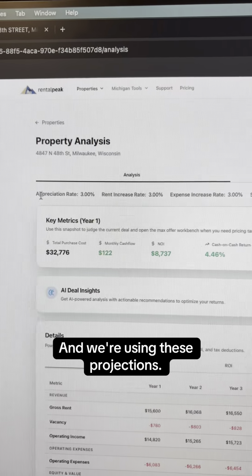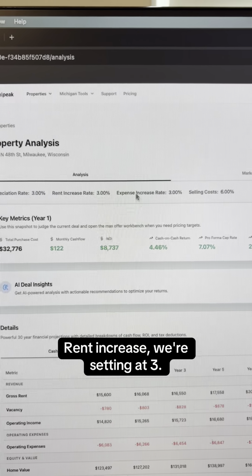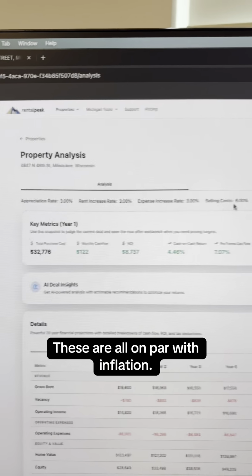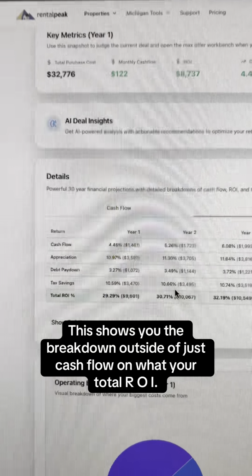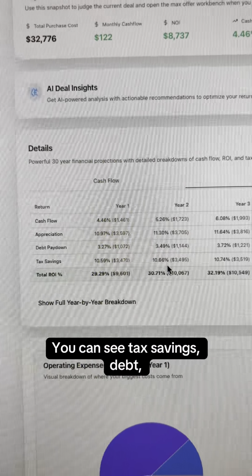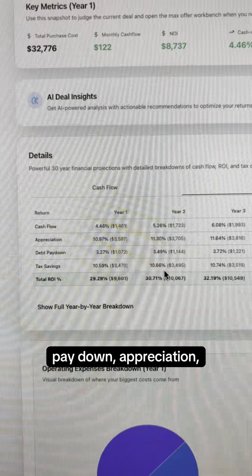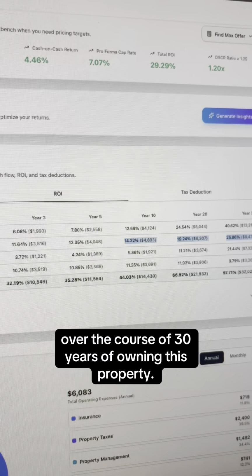And we're using these projections. So appreciation rate we'll set at 3, rent increase we're setting at 3, expense increase we're setting at 3. These are all on par with inflation. Total ROI tab is where things get interesting. This shows you the breakdown outside of just cash flow on what your total ROI is and the calculations behind it. You can see tax savings, debt pay down, appreciation, and cash flow and how they add up for each and every year over the course of 30 years of owning this property.